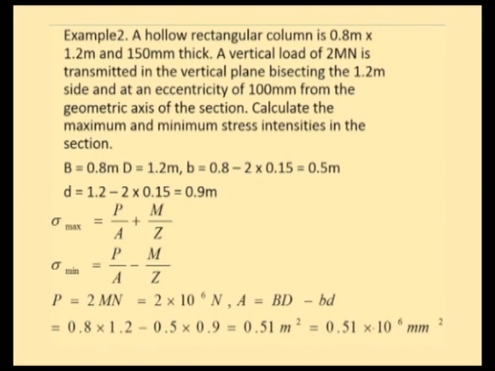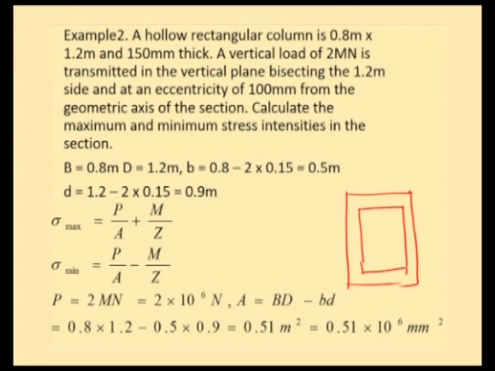This is a hollow rectangular column, 0.8 meter by 1.2 meter, and 150 mm thick. So, 0.8 meter width and 1.2 meter depth. You have been given the thickness of the column as 150 mm or 0.15 meter, so 0.15 meter on either side. The overall dimension will be 0.8 meter width and the depth is 1.2 meters.